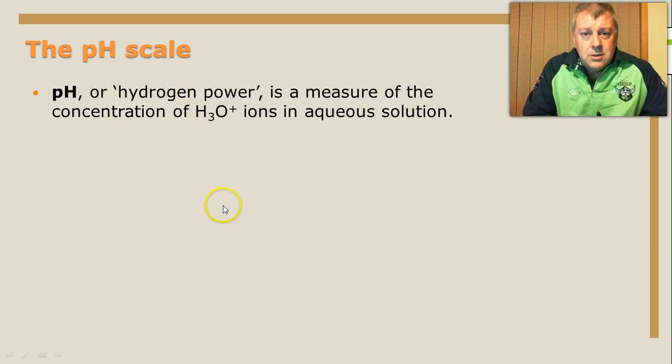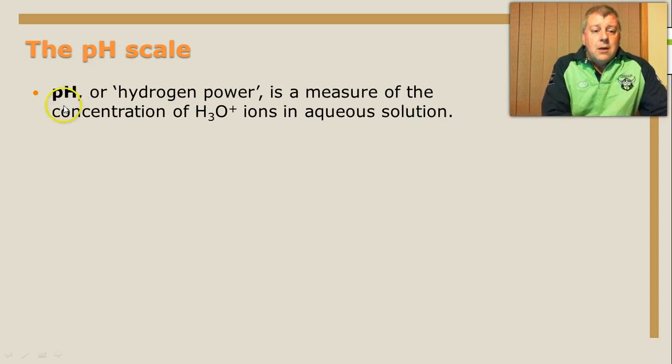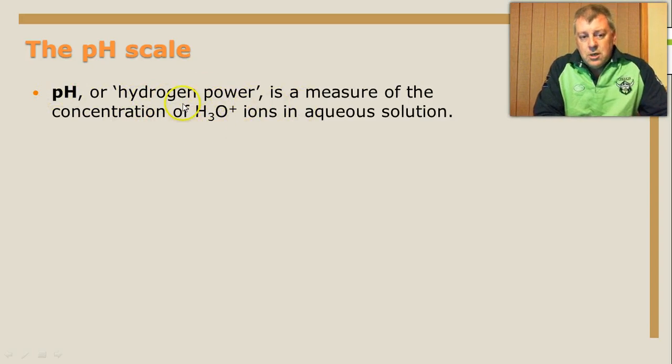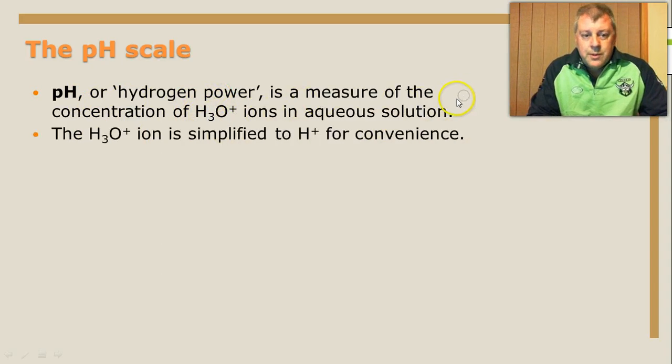But you do need to understand what the pH scale is, and the pH scale is basically the hydrogen power. It's a measure of the concentration of these hydronium ions, and this is why we introduced the term to you in physical science, because basically the pH scale is a measure of the hydronium ions in aqueous solution. But if you read a few textbooks, you may find that the hydronium ion is simplified just to be the hydrogen ion.